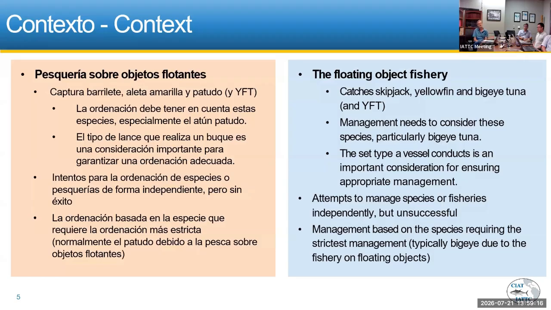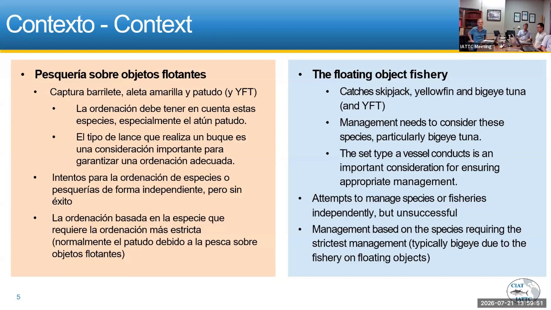So in the mid-1990s, a new fishery developed or expanded, which was a fishery on floating objects, particularly artificial fish aggregating devices, FADs. This fishery mainly catches skipjack, but it also catches a lot of yellowfin and, in particular, bigeye tuna. And so management needs to consider these species, particularly bigeye tuna.